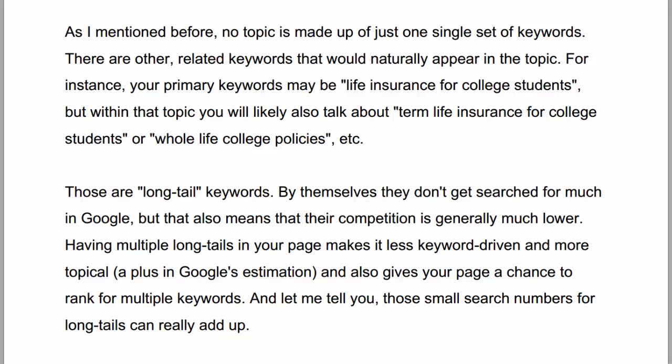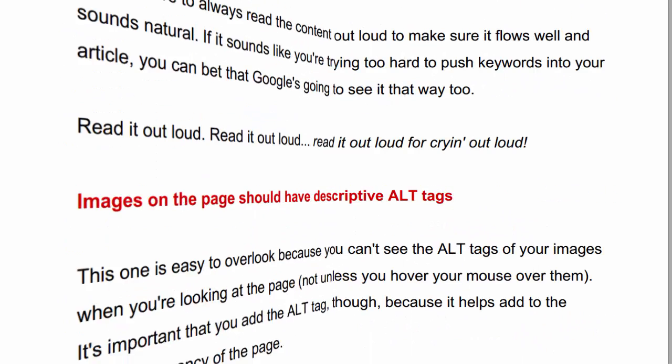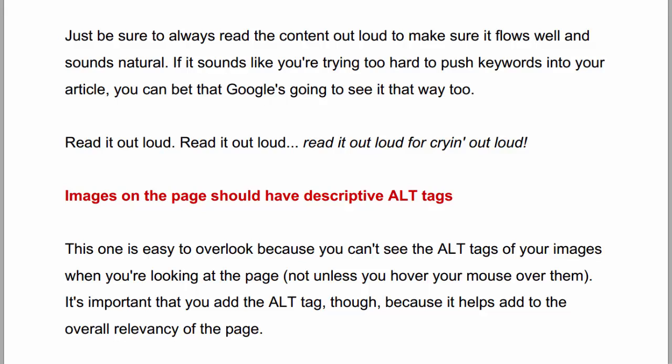And let me tell you, those small search numbers for long tails can really add up. Just be sure to always read the content out loud to make sure it flows well and sounds natural. If it sounds like you're trying too hard to push keywords into your article, you can bet that Google's going to see it that way too. Read it out loud, for crying out loud.